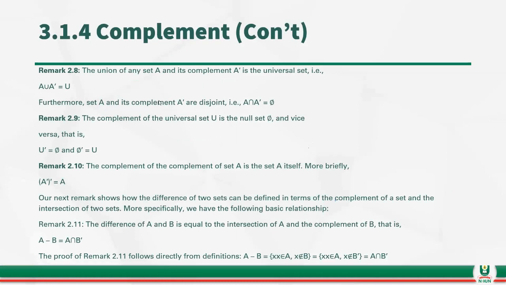Now, we have another remark. The union of any set A and its complement is called a universal set. That is, A union A complement is a universal set. What is the complement of a set? A set that is not contained in another set is referred to as the complement. A set outside the set is called the complement. Is that okay?